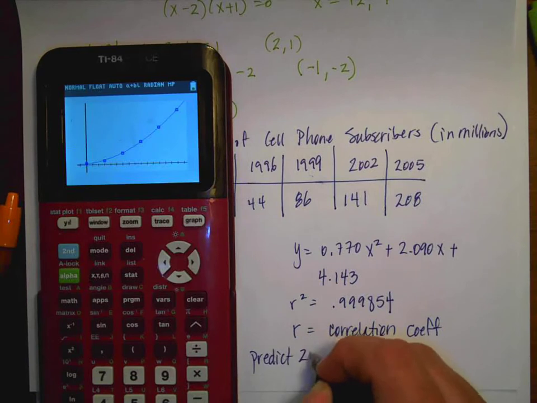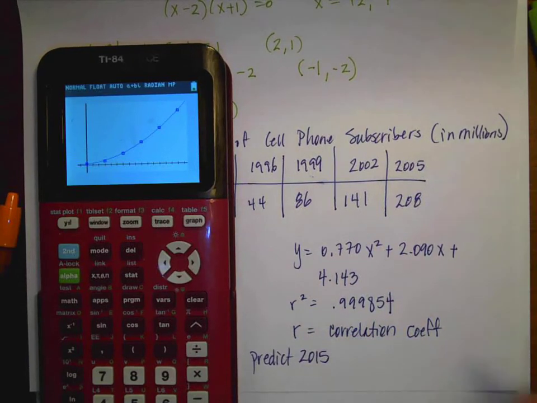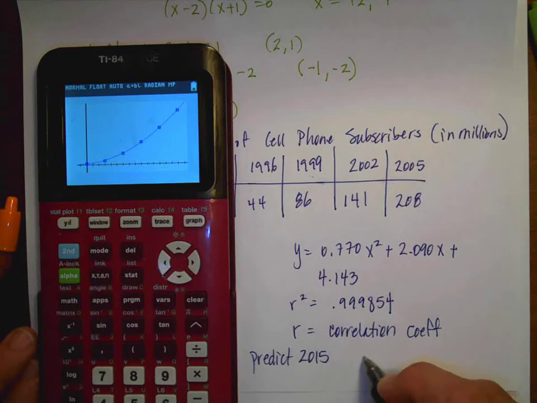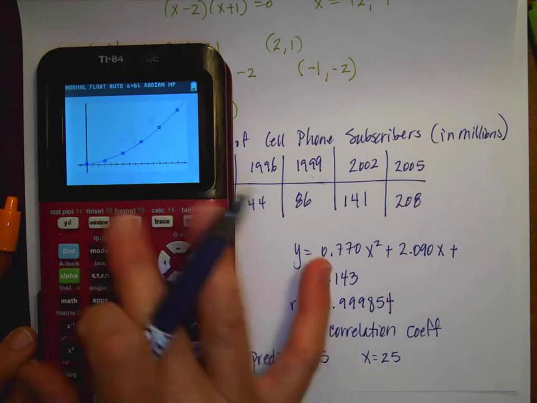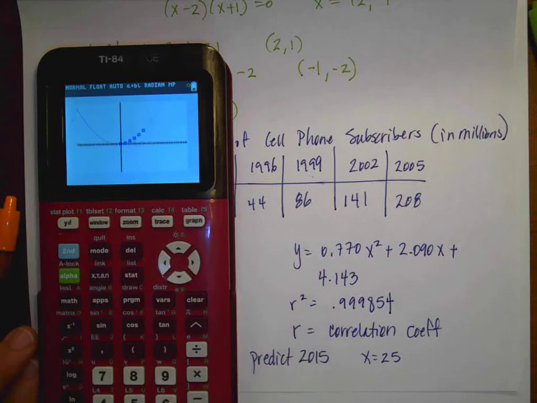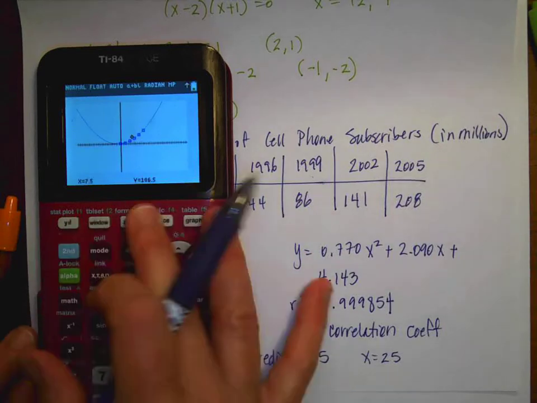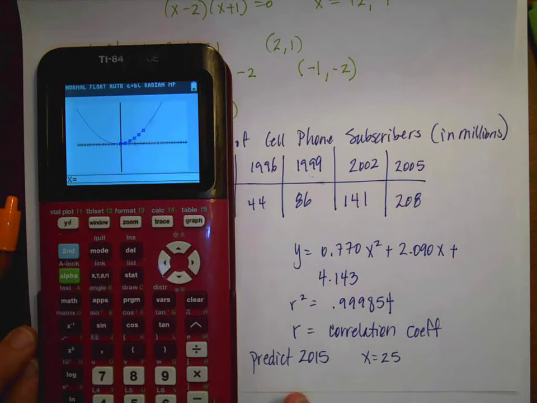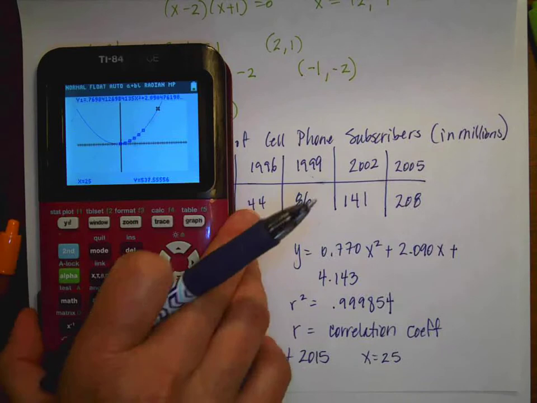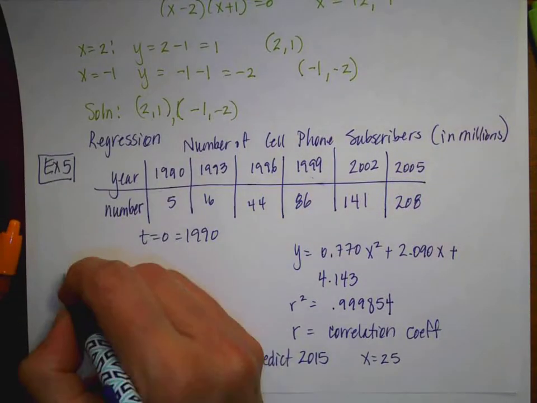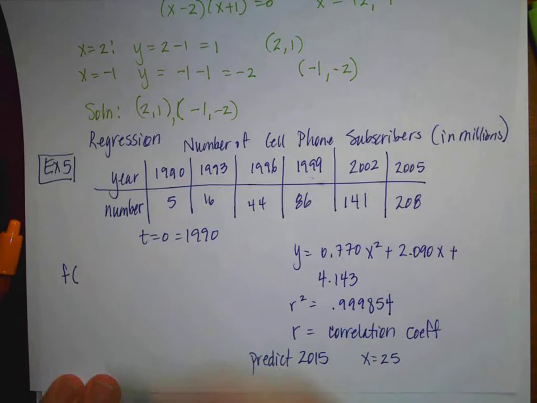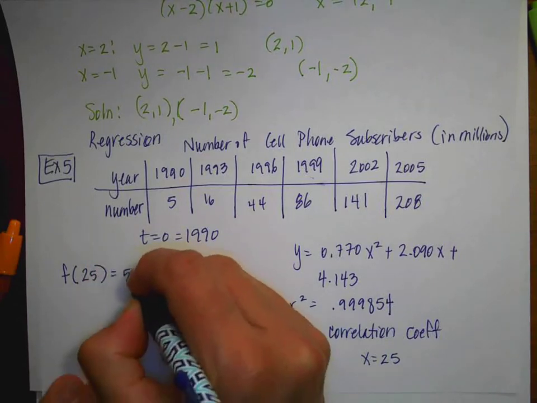Let's say I want to predict what happens in 2015. Remember that 1990 was year 0. So that means we will do 2015 minus 1990, which is 25. So our x is going to equal 25. I usually have to zoom out, so I'm going to do a zoom 3 enter. And there's more of the parabola. Second, calculate, value. What happens when x is 25? And there's my answer. I'm going to scoot my little grapher out of the way.